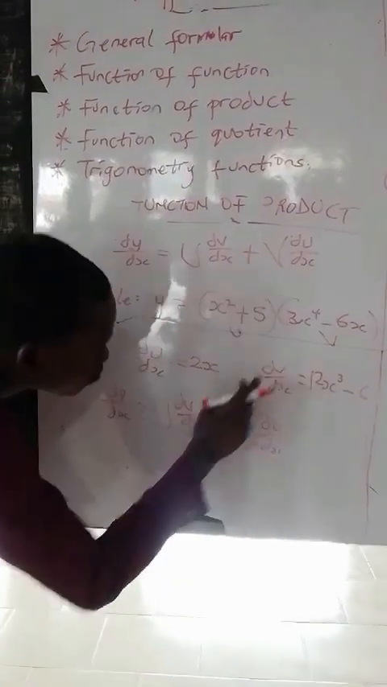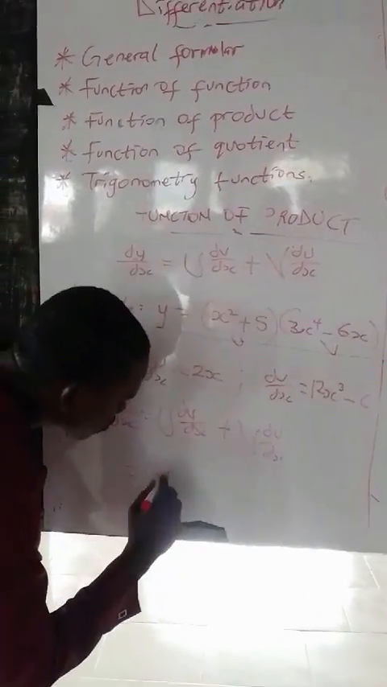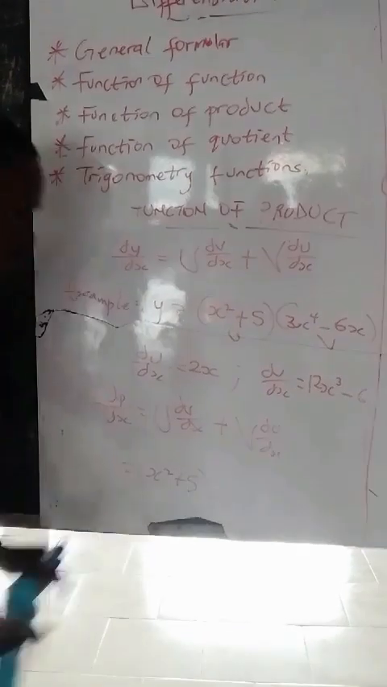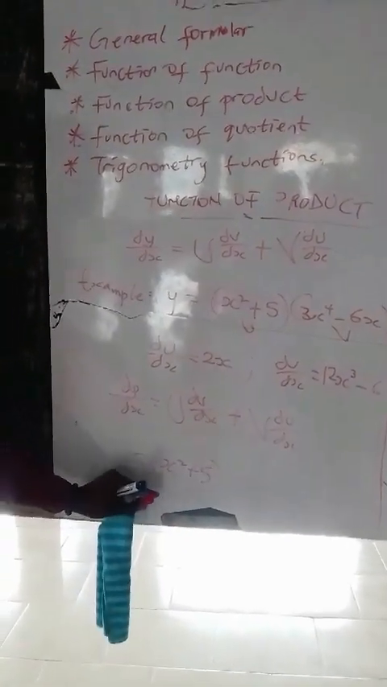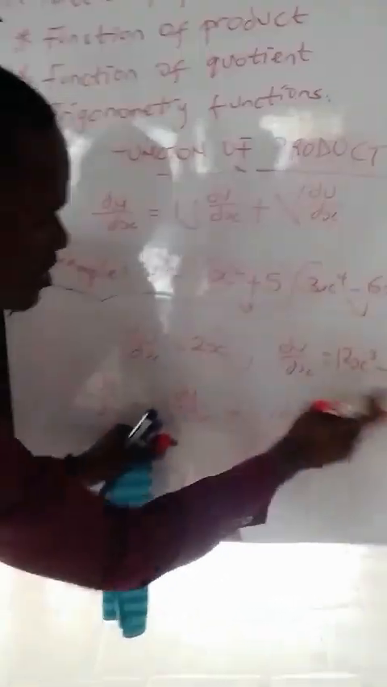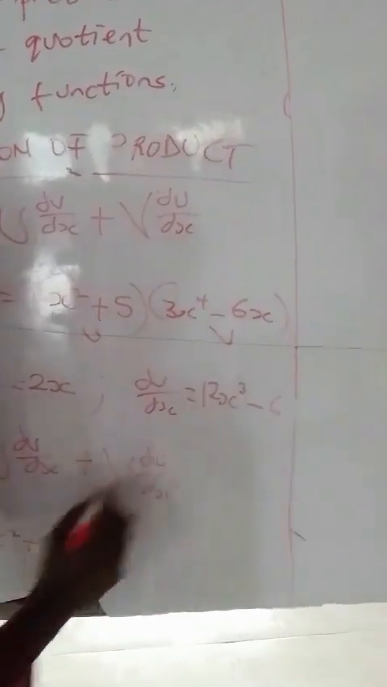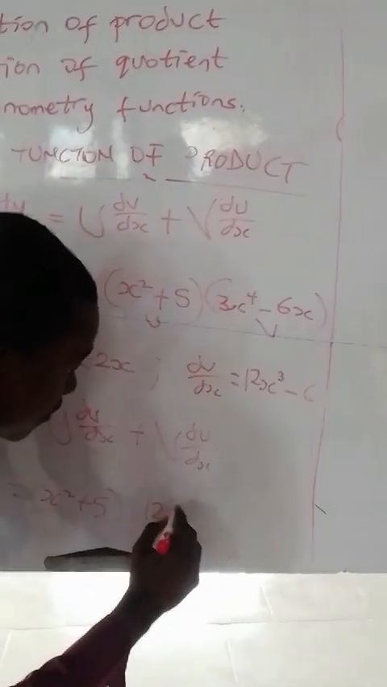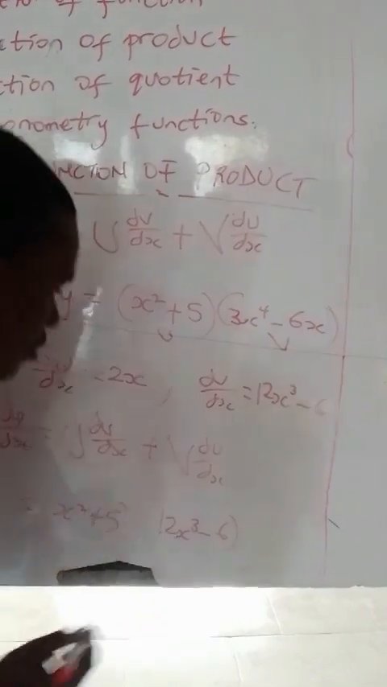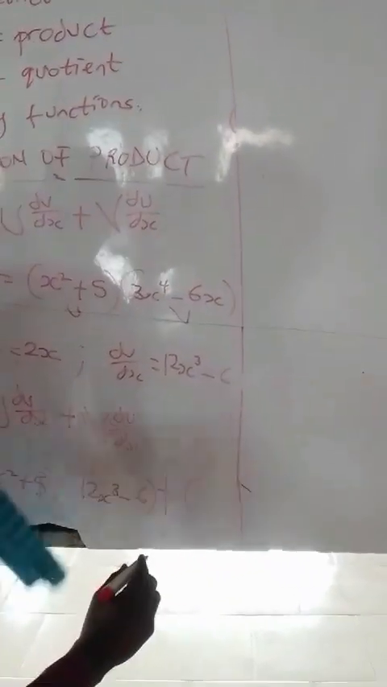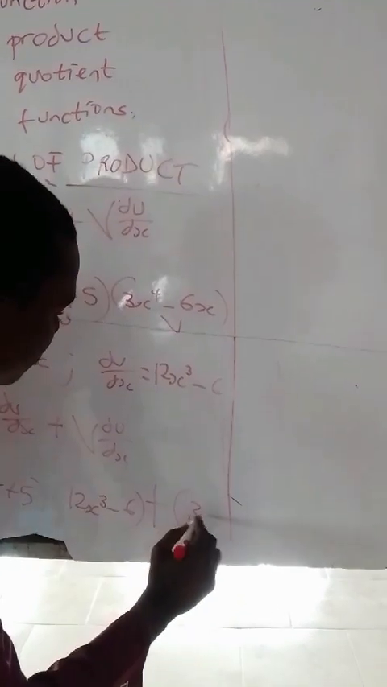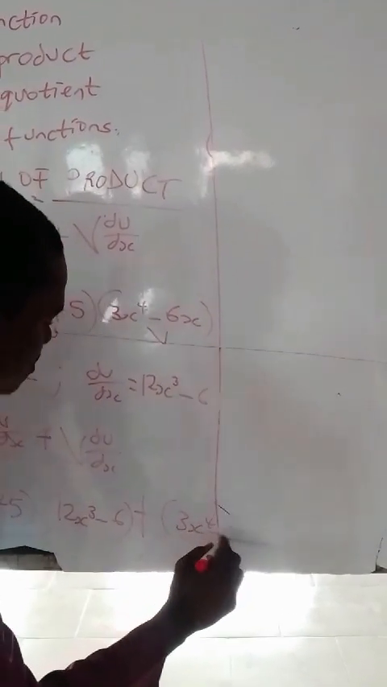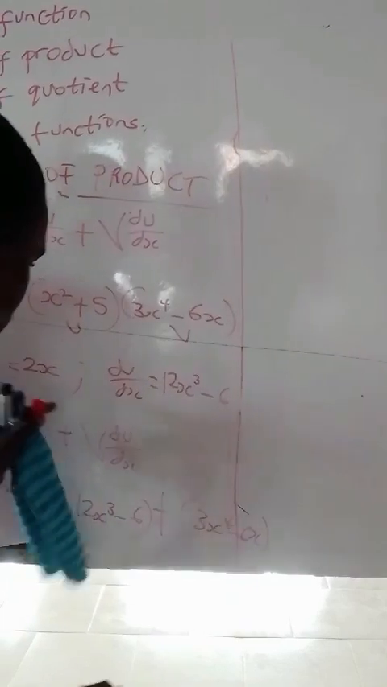What is our u? It is the squared term. Always include your stuff inside the bracket. And what is our dv over dx? That is 12x raised to power 3 minus 6. Plus, what is our v? Our v is 3x raised to power 4 minus 6x. And what is our du over dx?